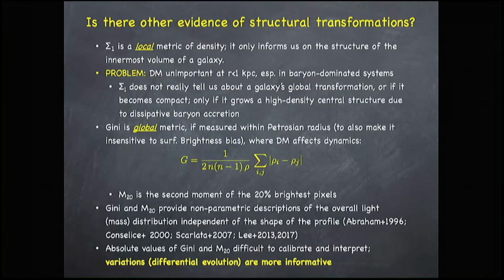So I asked myself, I don't have access to big telescopes, or at least not easily now. And I asked myself, I have this beautiful HST data. Can I do something to look for other evidences of morphological transformations?